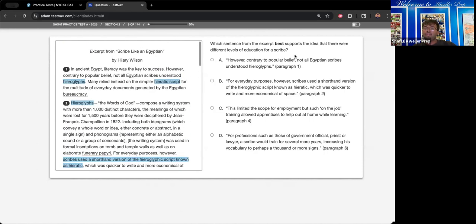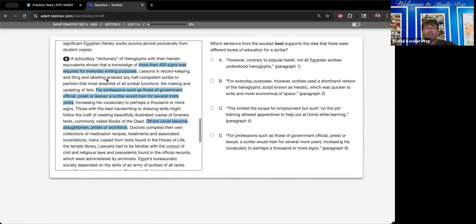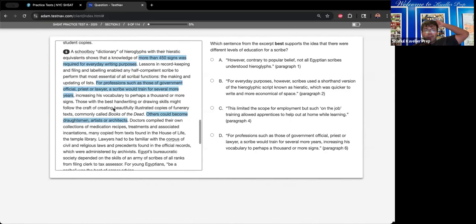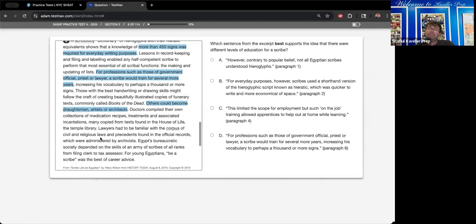Different levels of education for a scribe. We talked about that here, because here we talked about levels of education. People who wanted higher level educations, like officials, priests, and lawyers, would have to train for several more years, and then others could become other things. So it talks about how different occupations require people to train for different lengths of time. So that is literally different levels of education. We can go through each one.